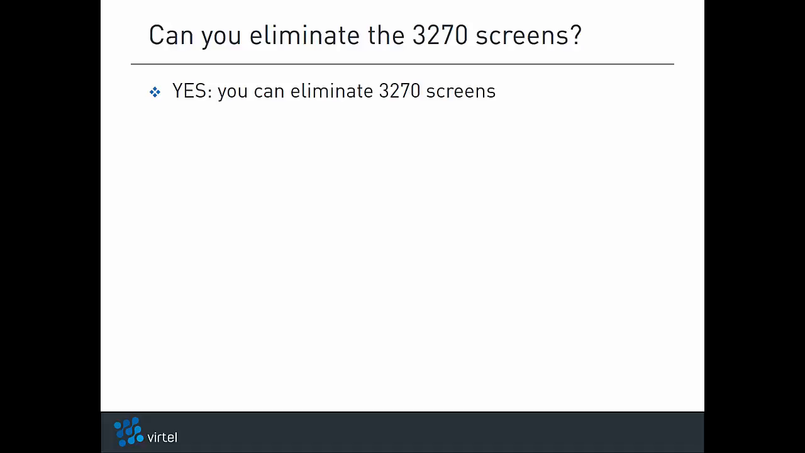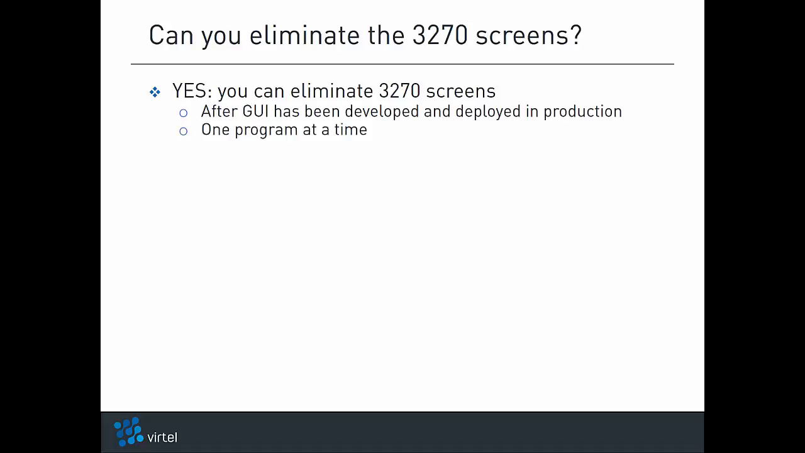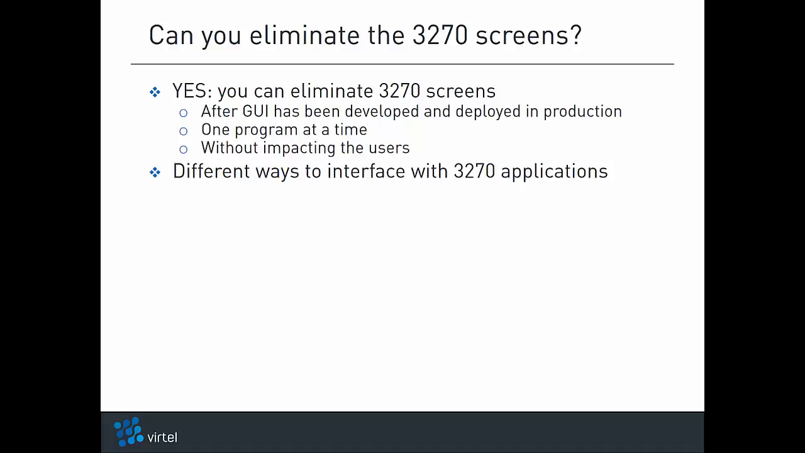And the answer is yes. With Virtel, you can eliminate the 3270 screens after the GUI has already been developed and deployed in production, one program at a time, and without impacting the users. This is because Virtel supports different ways to interface internally with the 3270 applications. Initially, Virtel interfaces with the 3270 applications through their existing screens so that the application code remains unchanged.